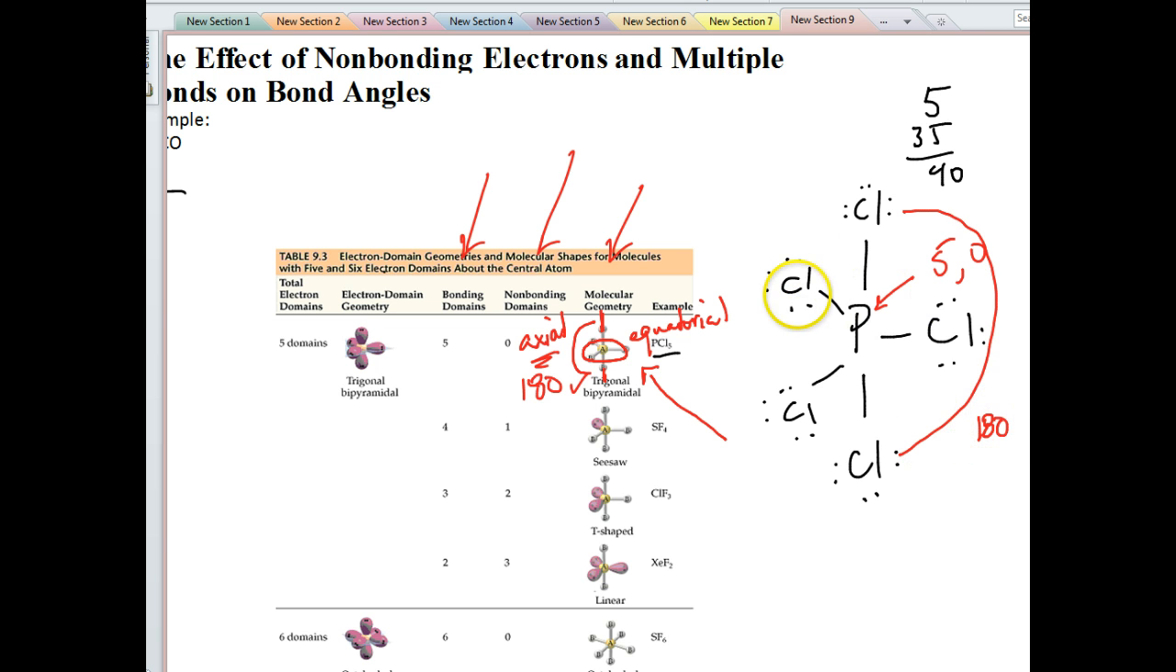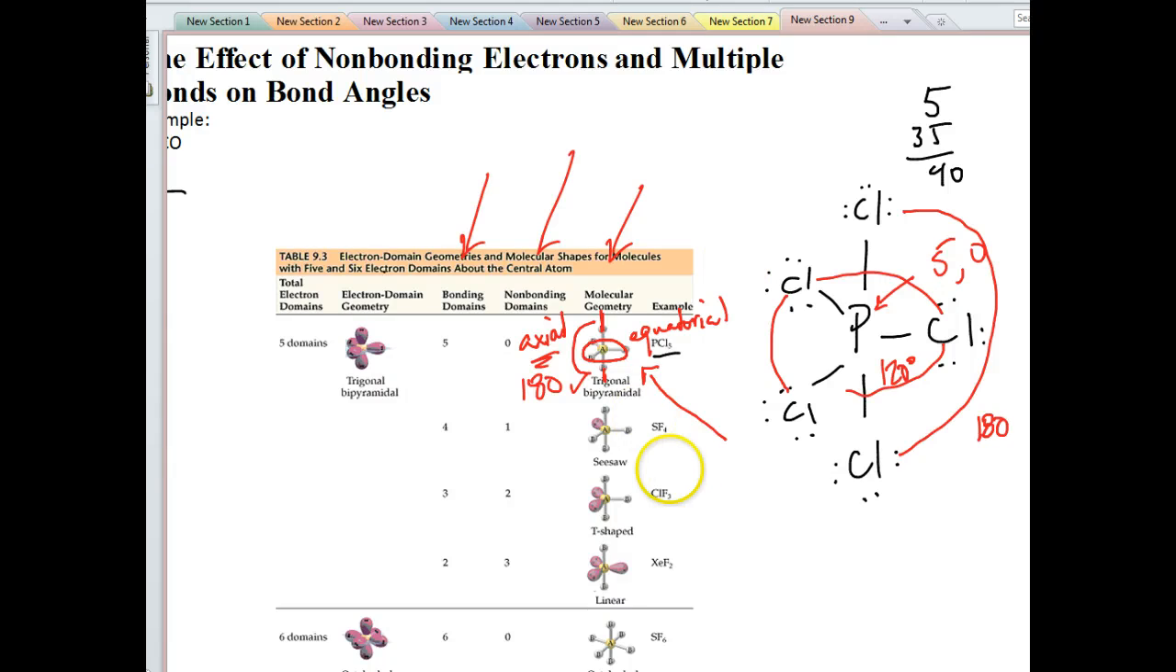And then on the equatorial would be the difference between this chlorine and this chlorine and that chlorine. It would be like an axis, the equator going around the Earth. Those would be 120 degrees each between the chlorines, if that makes sense. So we could talk about 2 separate sets of bond angles that are going on there.